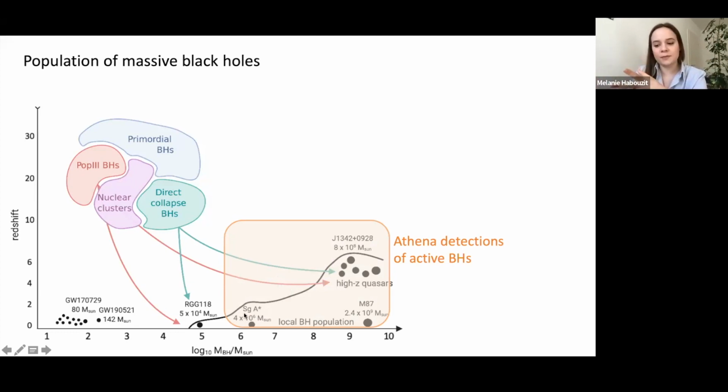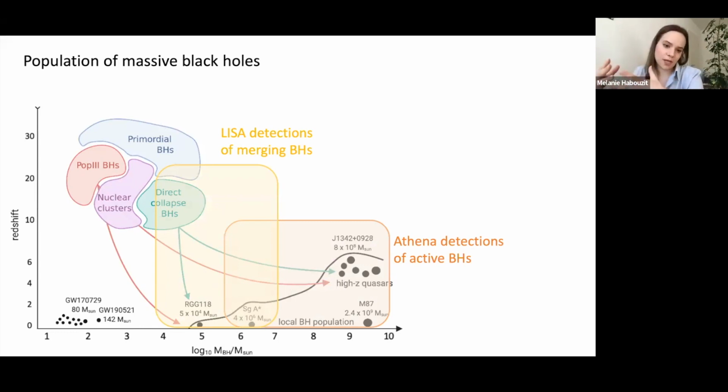At the same time, we will have the LISA mission. Here we detect merging black holes, so not the active ones, but the merging ones, with gravitational wave emission. And you see that it will nicely complement Athena. So those two missions will really target lower mass black holes and higher redshift black holes. Okay, so today obviously I will focus on Athena, but I think it's nice to see that it will be very complementary to LISA.